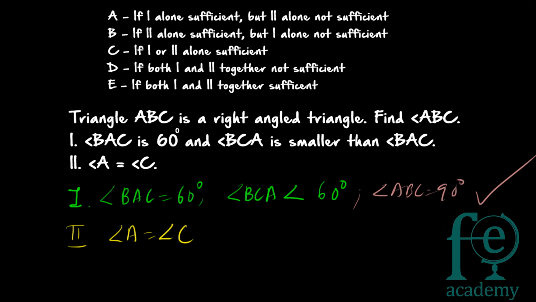So the only option left out is angle B is equal to 90 degree. Angle B means it is equal to angle ABC. So from statement 2 alone also you are able to determine your answer: angle ABC is equal to 90 degrees. So what will be your option? Your option is C. 1 alone or 2 alone are sufficient to answer the question.